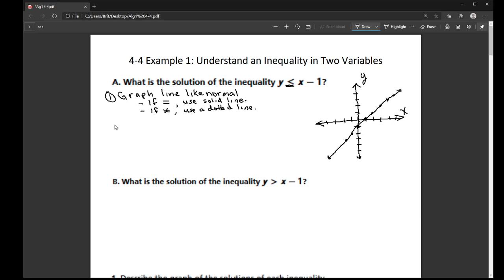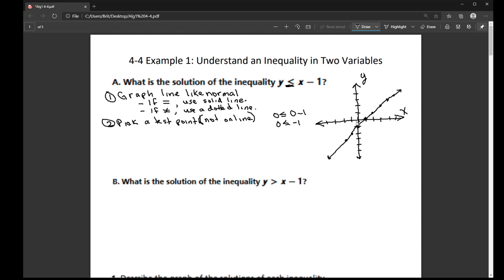Now our second step here is we are going to be picking a test point. I usually try to pick 0, 0. Okay? The key here is that it cannot be on the line. Alright? So I usually pick 0, 0 if possible, just to see if it works. And I'm going to see if 0, 0 satisfies the inequality. So is 0 less than or equal to 0 minus 1?